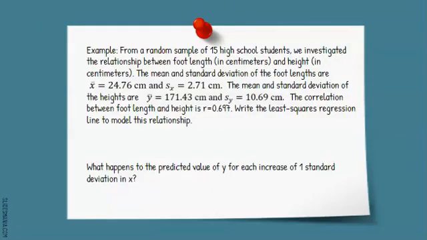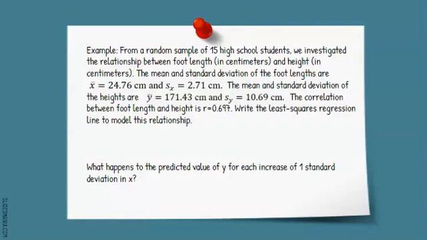From a random sample of 15 high school students, we investigated the relationship between foot length and height. The mean and standard deviation of the foot lengths are x bar is 24.76 centimeters and 2.71 centimeters. The mean and standard deviation of the heights are y bar equals 171.43 and 10.69. The correlation between foot length and height is a positive 0.697. Write the least squares regression line to model this relationship.